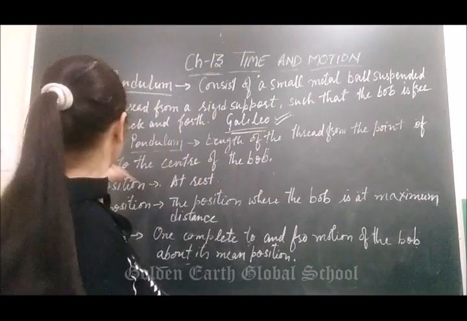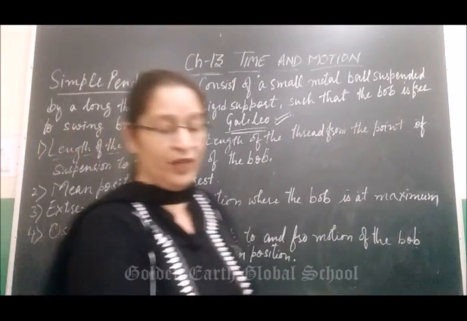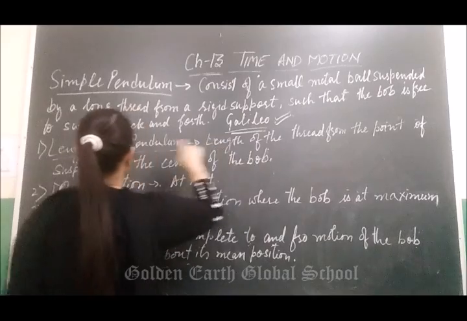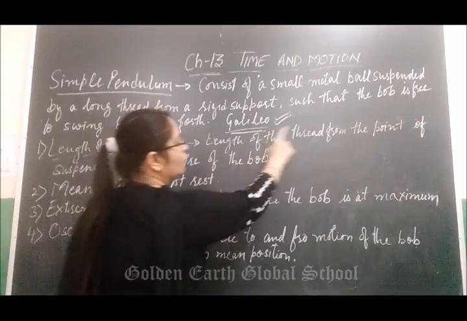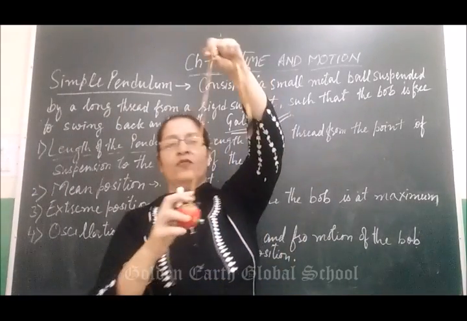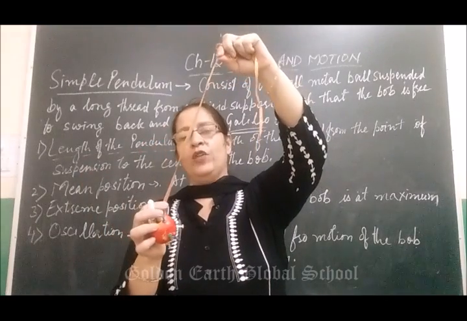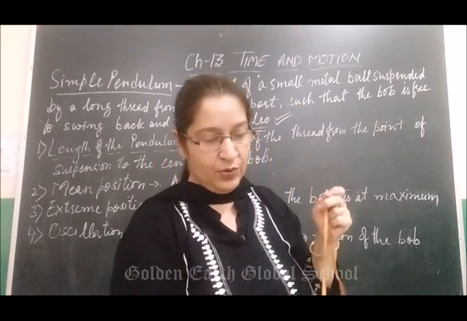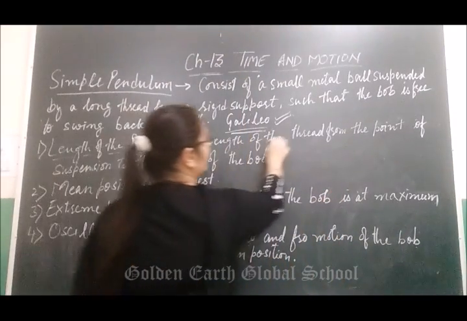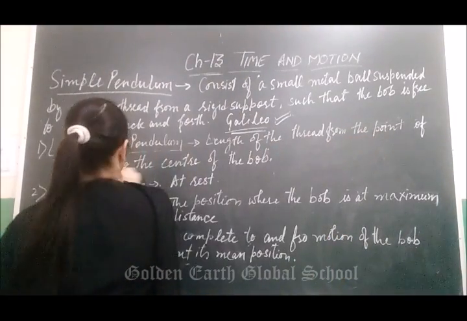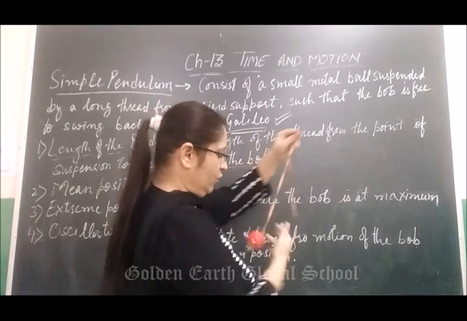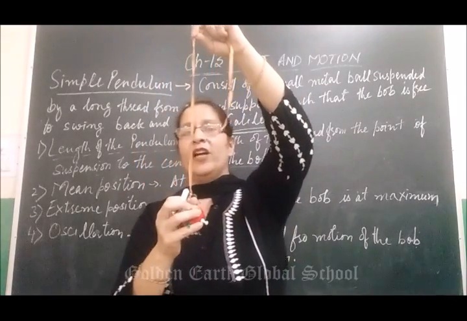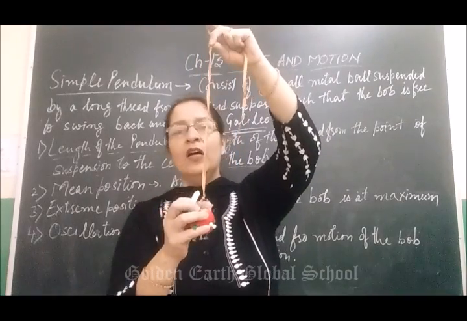The definitions covered in the simple pendulum: first is the length of the pendulum. What do you mean by the length of the pendulum? It means the length of the thread, measured from the point of suspension to the center of the bob.